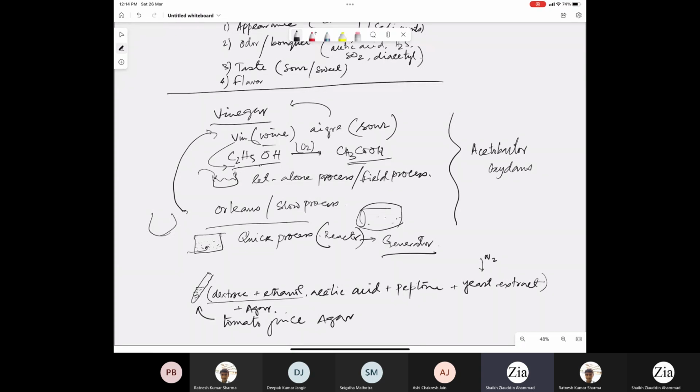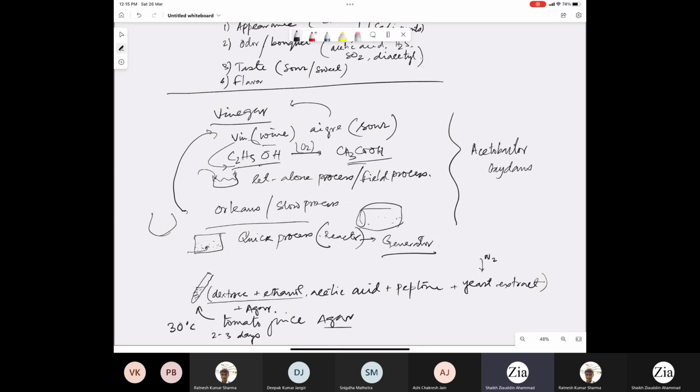So you will have the slant along with this broth and agar, and there you will just grow this Acetobacter oxydans, and their optimal temperature is about 30 degrees centigrade. After using a loop, you take a loop full of culture and spread it on the slant and then wait for incubation. After 2 to 3 days of incubation at 30 degrees centigrade, you will get substantial growth.